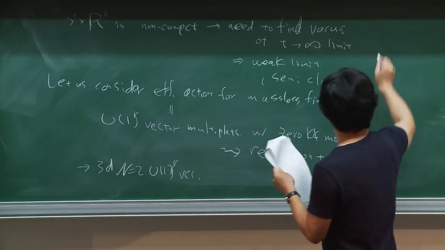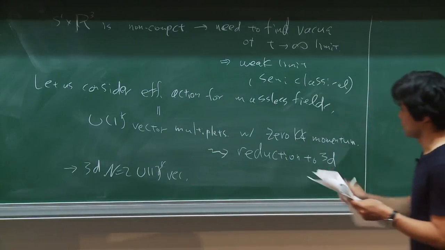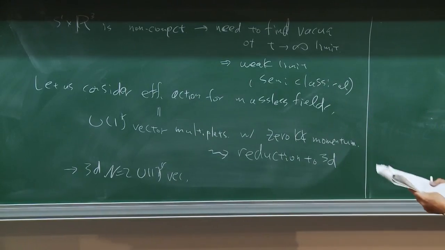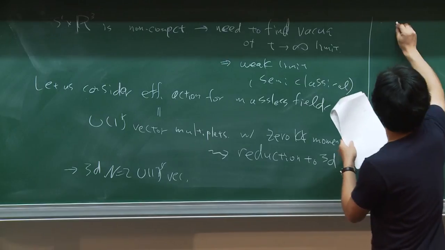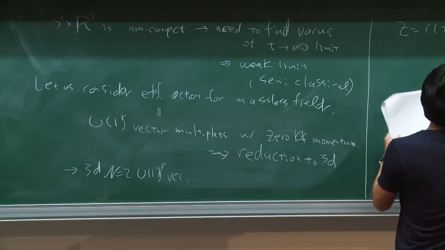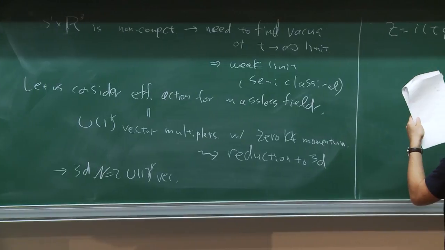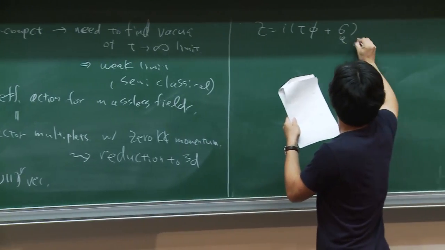Actually, in literature it's N equals 1, but I think in a user sense it's N equals 2. I think so, but anyway. So then, phi is this one, this Wilson line. Constant mode in C, and this is a dual photon.